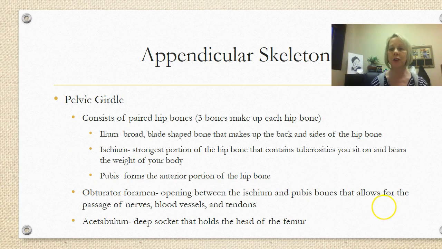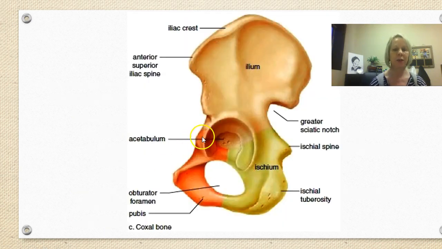The pelvic girdle is made up of 3 fused bones, the ilium, ischium, and pubis. The socket is the acetabulum, which is a deep socket for the head of the femur, and that is on the side of the pelvic girdle. So here is the acetabulum, ilium, ischium in the back, and also the pubis in the front. There's one foramen, one hole, called the obturator foramen, and a nerve called the obturator nerve goes through this.